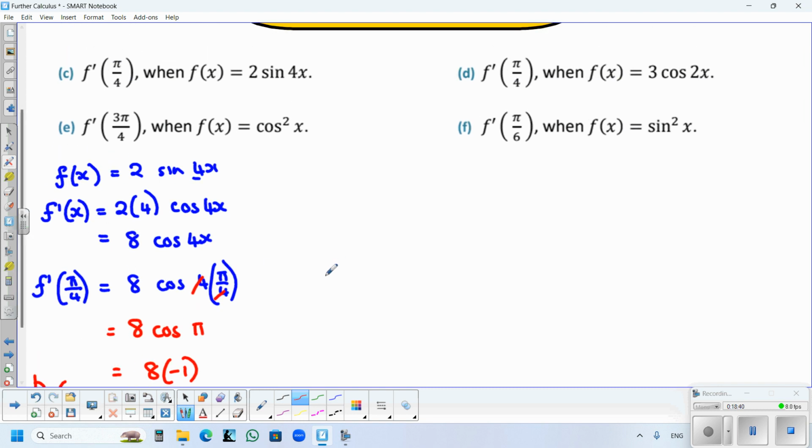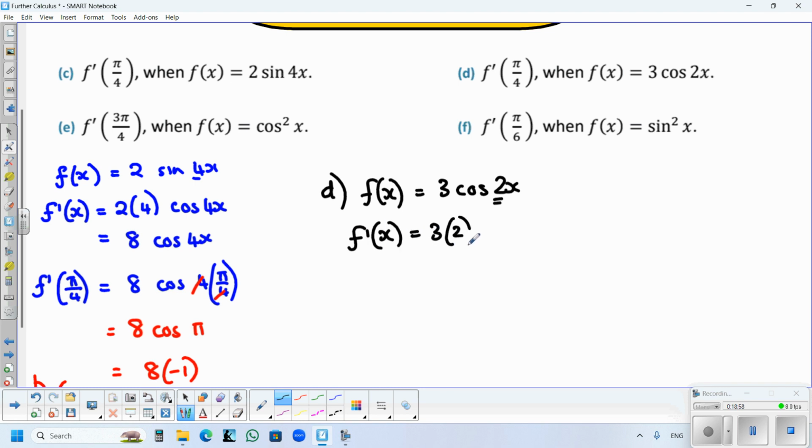Next one we've got is part D up there. So for part D, we want to find f dash pi by 4. We'll get f(x) is equal to 3 cos 2x. The number in front of x is 2, so f dash x is going to be 3 times 2. The derivative of cos is minus sine, so it's minus sine 2x. Tidy all of that up, it gives you minus 6 sine 2x.